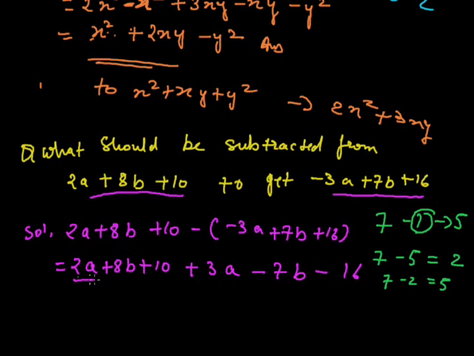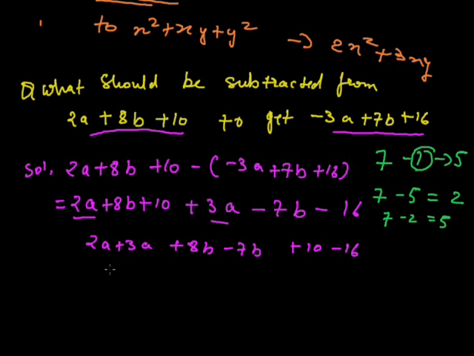Now the like terms are 2a and 3a. So 2a plus 3a, then 8b minus 7b, then 10 and minus 16. These are the like terms, so they will be written together. Now 3 plus 2 is 5a. 8 minus 7 will be simply b, and 10 minus 16 will be minus 6. So this should be subtracted from 2a plus 8b plus 10 to get minus 3a plus 7b plus 16.